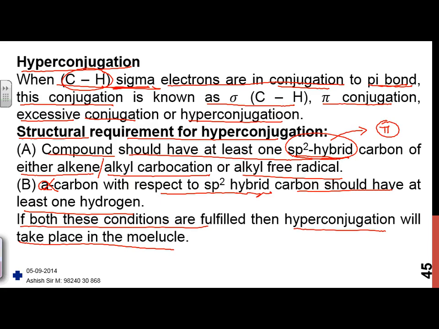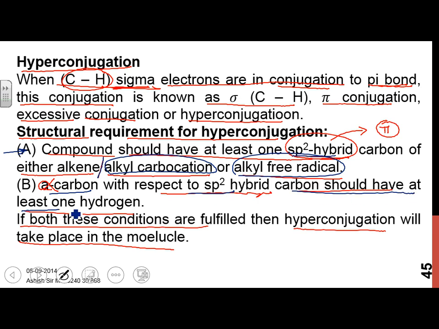The requirement says a compound should have one sp2 carbon. Okay, we have stopped here. The other two requirements, we are going to talk about afterwards. And the alpha carbon with respect to sp2, that carbon should have at least one hydrogen. If these conditions are fulfilled, then hyperconjugation will take place.